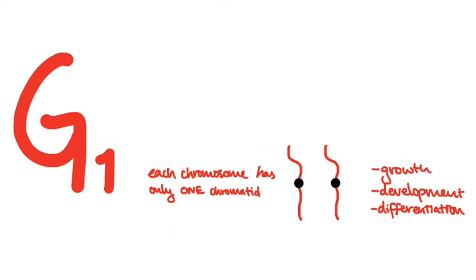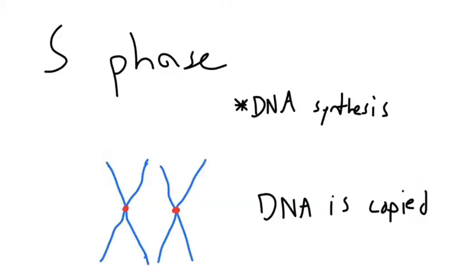During G1, the cell grows, develops, and divides. Each chromosome has only one chromatid. During the S phase, DNA synthesis takes place. DNA is copied. For each homolog, its copy sister chromatid is attached at the centromere.